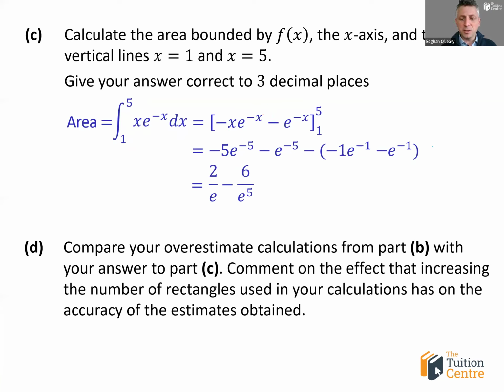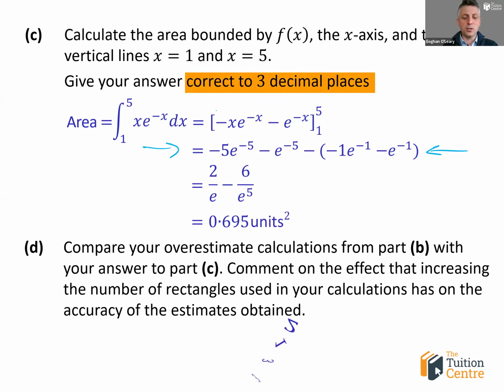But I'm sure some of you will just put it into the calculator from there. However, do write down that line, because an incorrect answer with no workings would get no marks. So you do need to get the correct answer. Correct to 3 decimal places, it turns out to be 0.695 units squared.